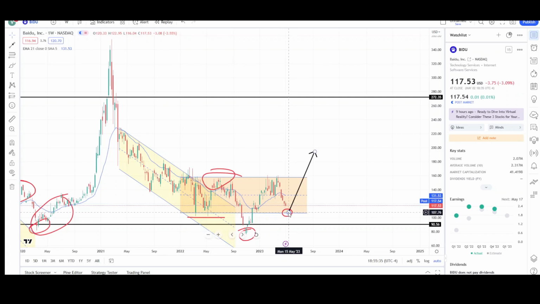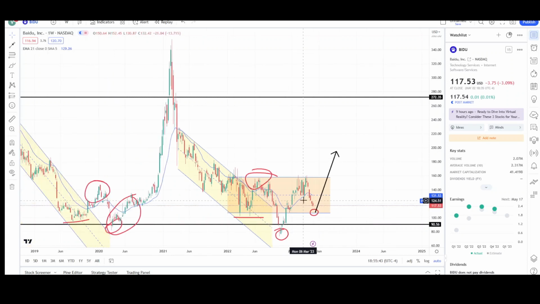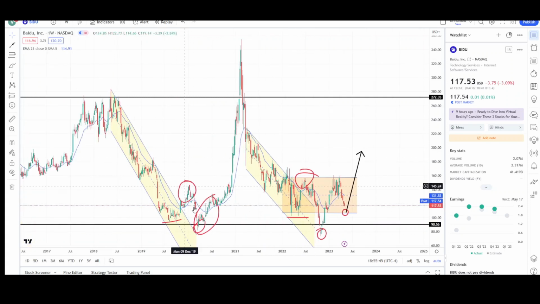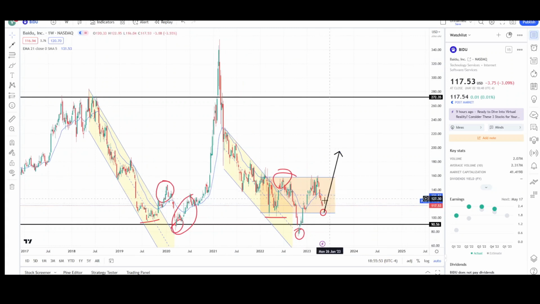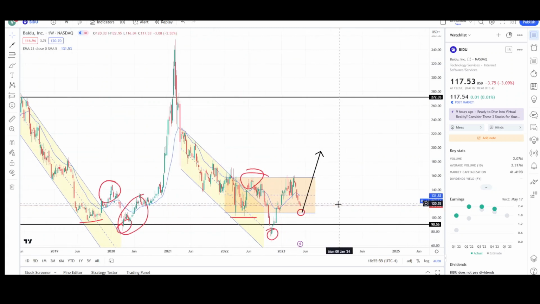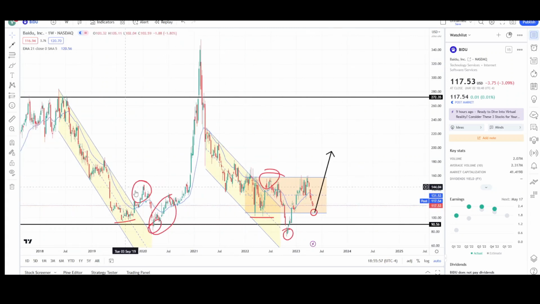That's the expectation. If we just continue breaking down, then obviously we're going to another support level, which is probably the 90 level. But right now, this could be a repeat pattern of pretty much 2018 to about 2020, which led to a massive bull market. So maybe we get that again over here, but we'll have to wait and see. It's not going to be exactly the same, but it is looking similar, and it could play out just like in the past.